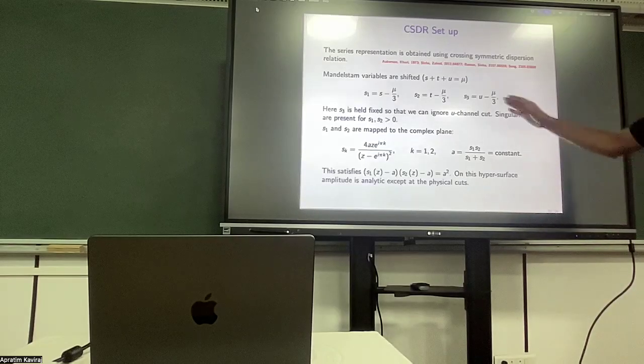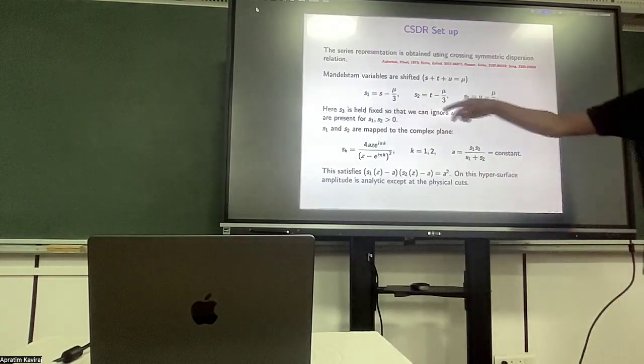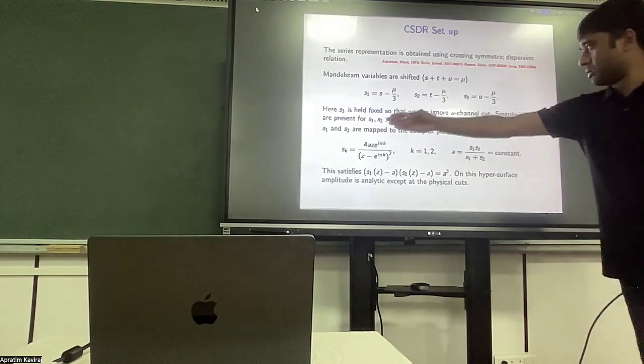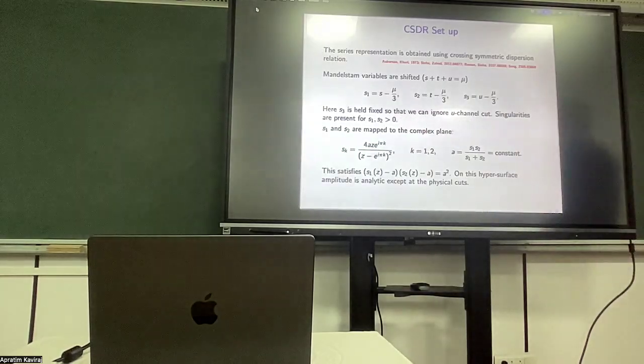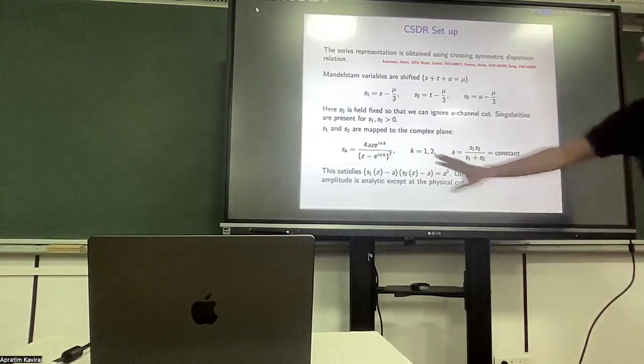And so, therefore, we will fix S3 and look at singularities in S1 and S2. And the singularities will be there for the positive values of S1, S2. Okay. And then what we do is we map this S1, S2 to the complex plane via this map.